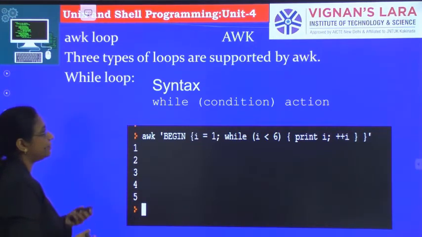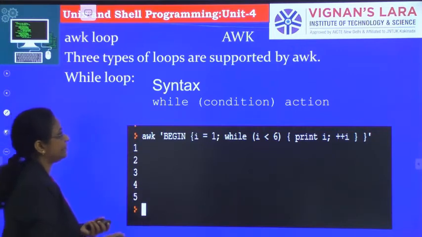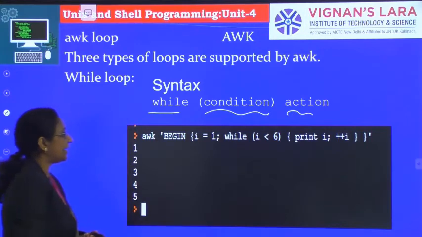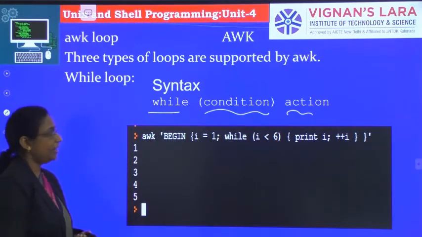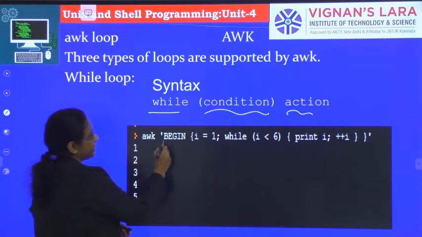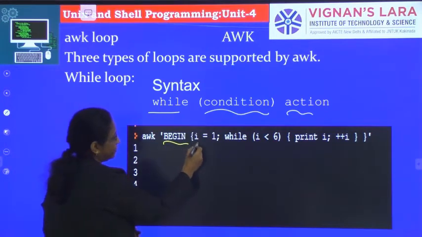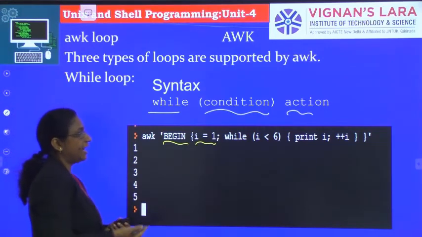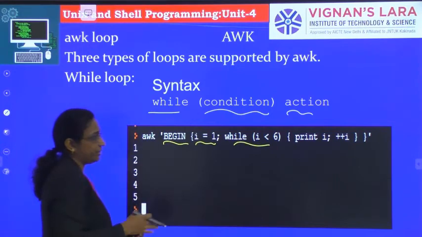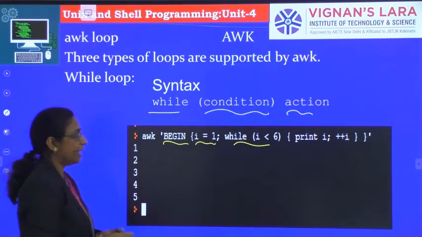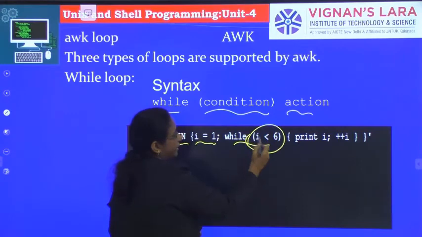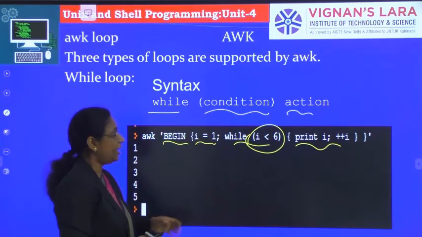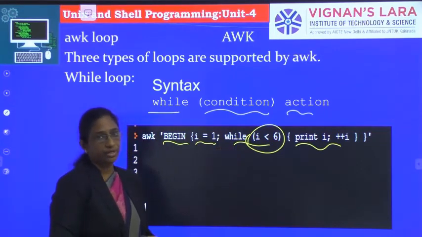So this is an example for the while loop. The syntax is while, then the condition that you have to specify, and the action that has to be performed. So here we are saying BEGIN, i equal to 1. This is the initialization. I have initialized i to 1, and then I have run a loop for i less than 6. Until this condition is true, this loop will run. When the condition is false, we will come out of the loop.